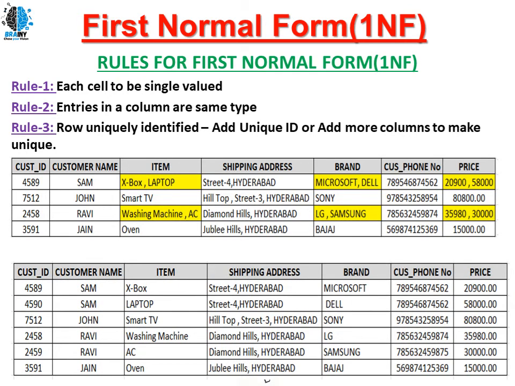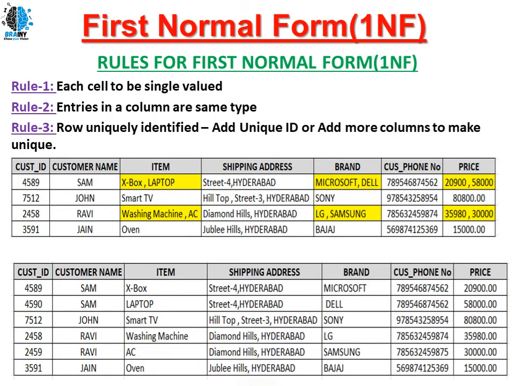I have created the same table with single values. What is the first rule? Each cell should be of single value or atomic value. Let's see this table. I have the customer name Sam repeated two times. Why is it repeated two times? Because customer Sam has purchased an Xbox and a laptop, and the brands are Microsoft and Dell, having two prices. These two prices are different.